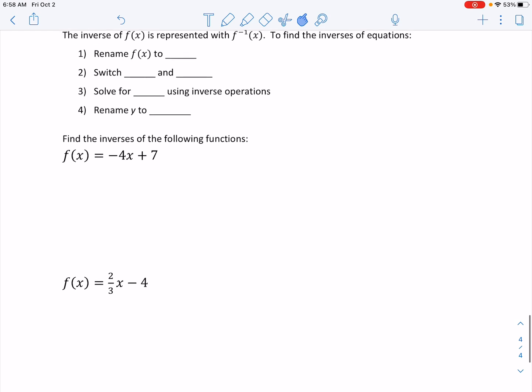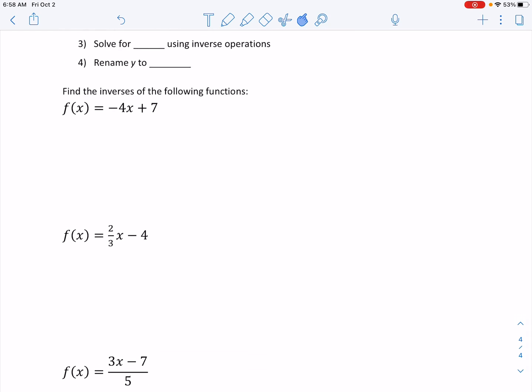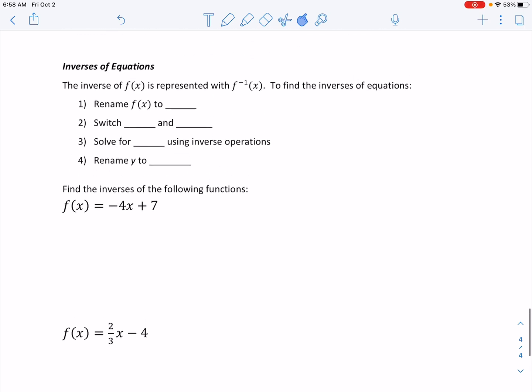All right, so let's talk about how to do this with an equation, or the function f of x when it's written in equation form. To find the inverse of a function f of x, we are going to represent that with f inverse of x. Here are the steps. First, we rename f of x to y. We switch x and y, because we've been talking about switching domains and ranges. We solve for y, and then we rename the y to f inverse of x. On the first example, we're going to follow these steps.